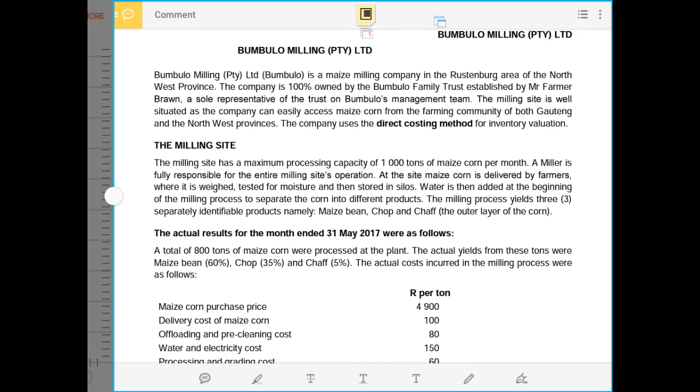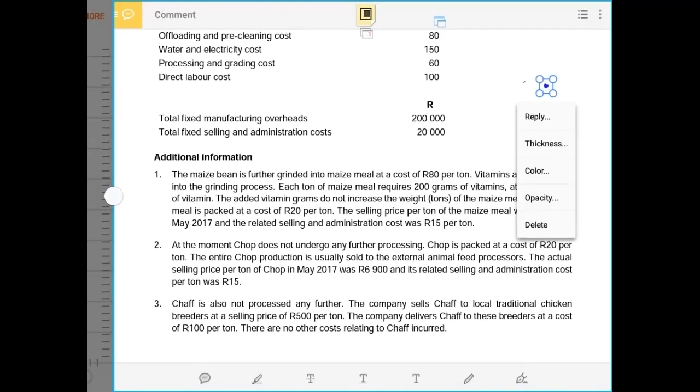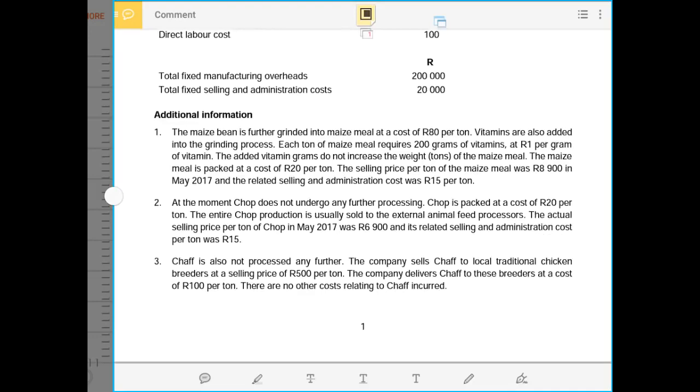I am here once again to do another question on cost and management accounting, and the name of the exercise is BUMBULO Miling PTY LTD, which is a private company. And preferably, I start with the requirements before I read the information that is provided to me.